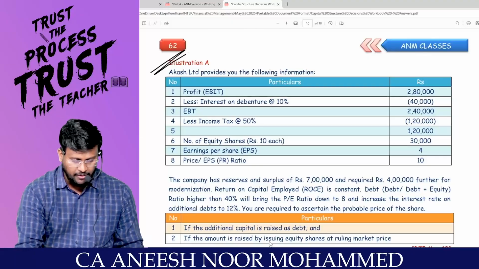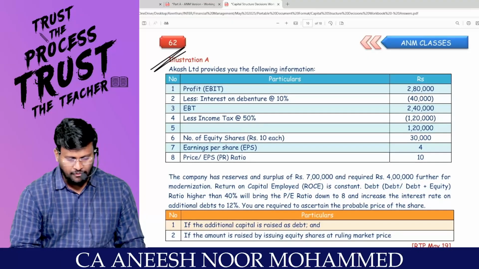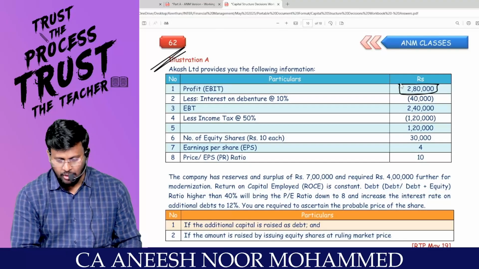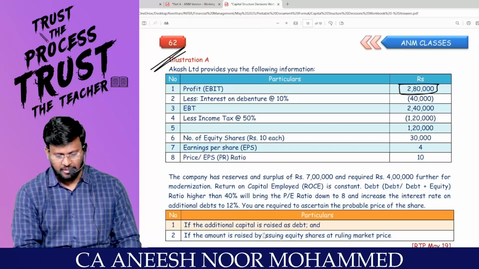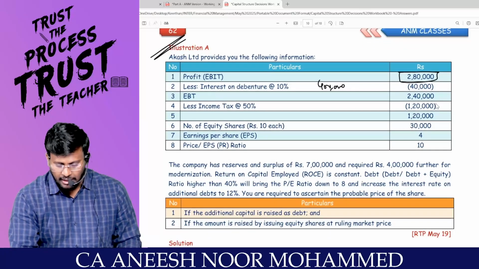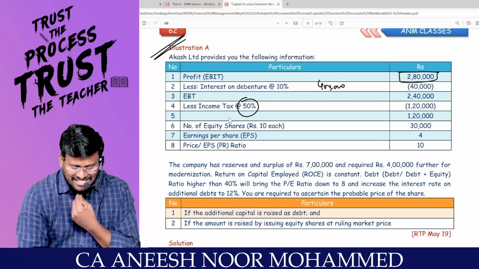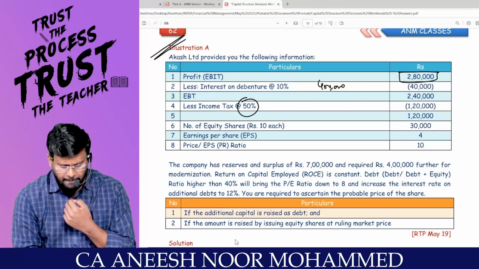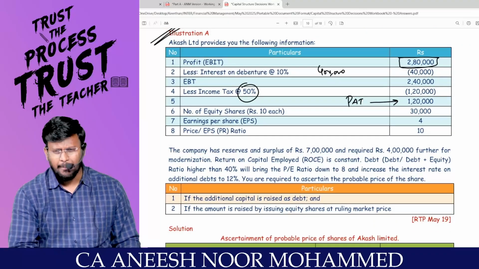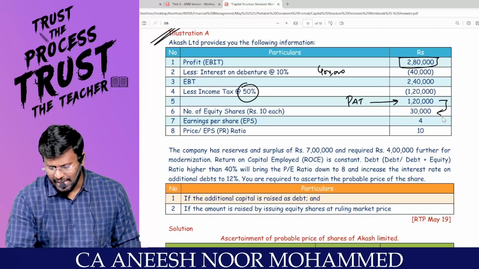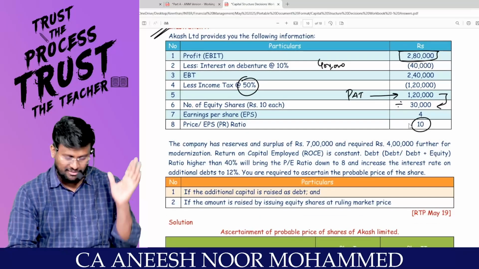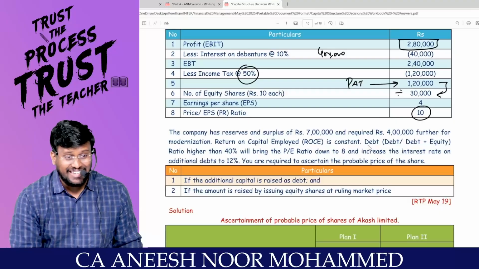Akash Limited provides the following information. EBIT is 2,80,000. Less interest on debenture, 40,000 at the rate of 10%, so they will have debt of 4 lakh. EBT is 2,40,000. Less tax at the rate of 50%, 1,20,000. So the PAT, profit after tax, is 1,20,000, and the number of equity shares given is 30,000. So 1,20,000 divided by 30,000 comes to 4 per share. Price earning ratio is 10 times.